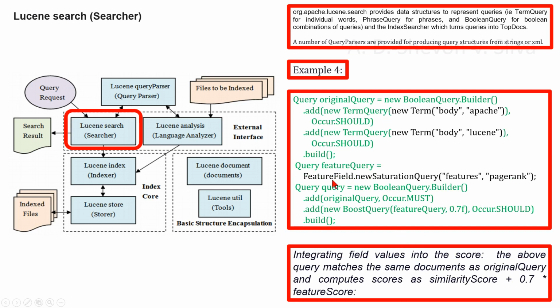Here in this code we can consider integrating field values into the score. This query matches the same documents as the original query, and computes the scores as similarity score plus 0.7 multiplied by the feature score.